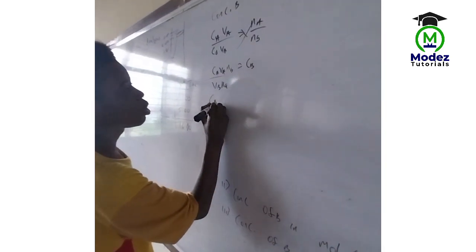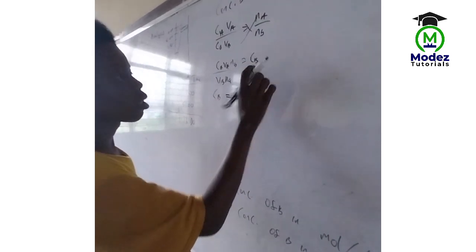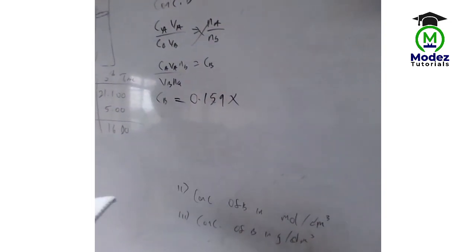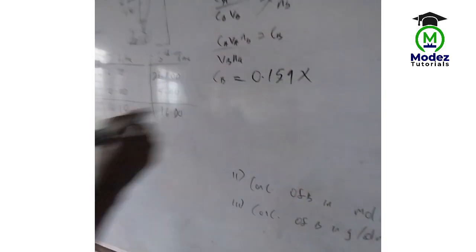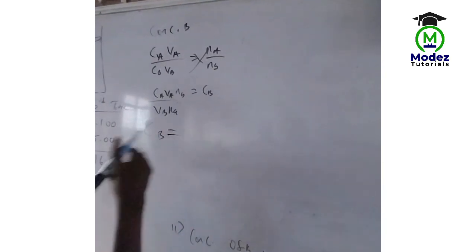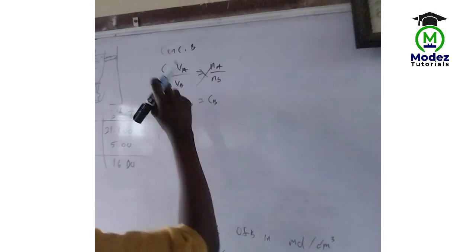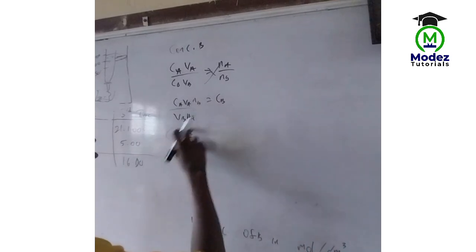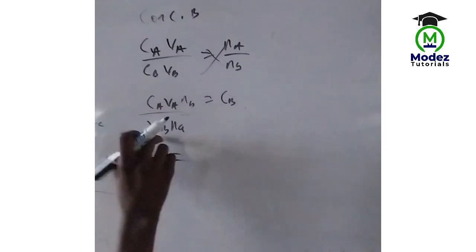So CB will be equal to, what's the concentration of acid again? 0.0159 times the volume of acid used. The average volume of acid used is 16.1. Before I continue, let me give you the names of the parameters. CB is the concentration of the base, NB is the number of moles of the base, NA is the number of moles of acid, CA is the concentration of acid, VA is the volume of acid, and VB is the volume of base.